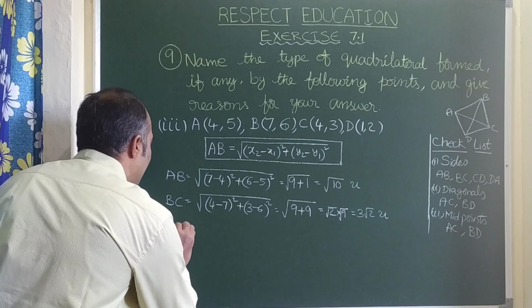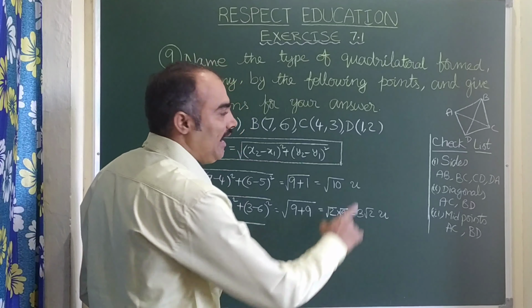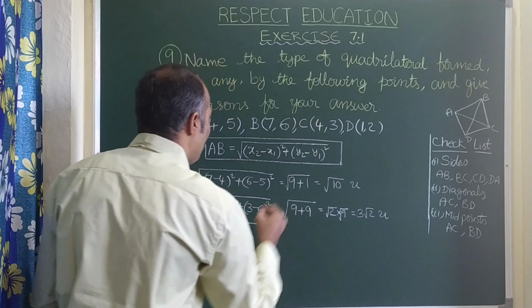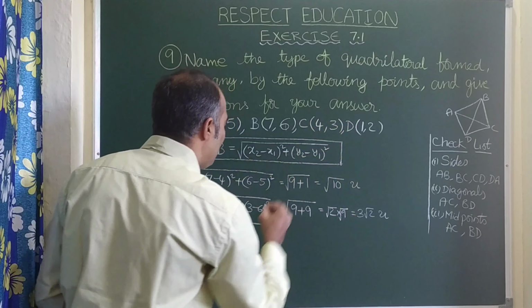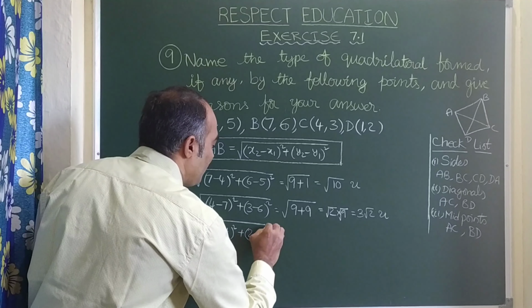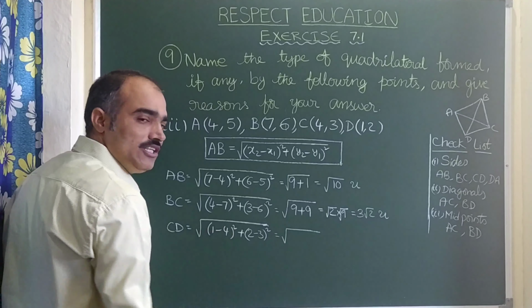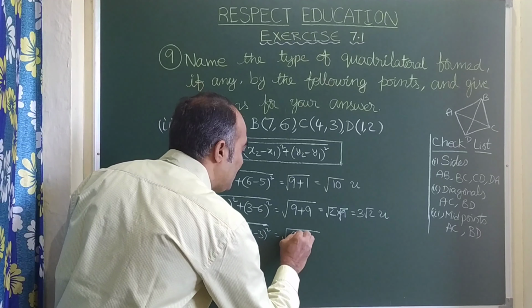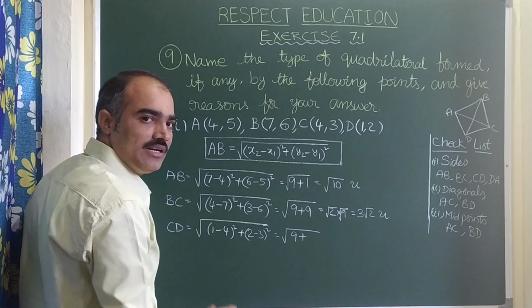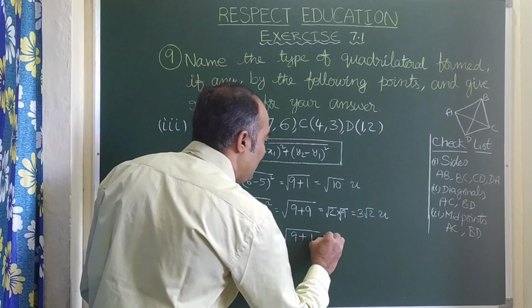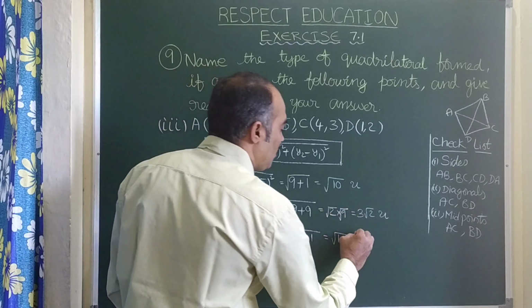Now we are going to find next one, that is CD. Distance between C (4,3) and D (1,2): (1 minus 4) whole square plus (2 minus 3) whole square. On simplification, we get here 1 minus 4 is minus 3. Minus 3 whole square is plus 9. Right? Plus 2 minus 3 is minus 1. Minus 1 whole square is 1. 9 plus 1 is 10, under root. So here root 10 units.